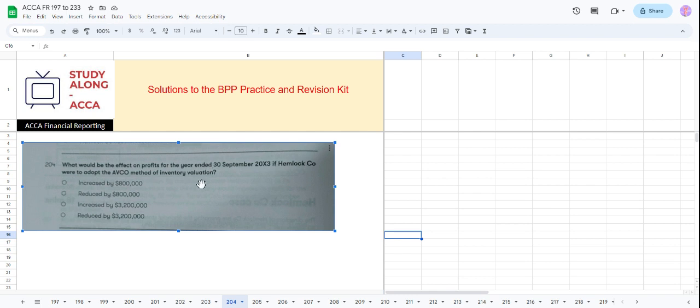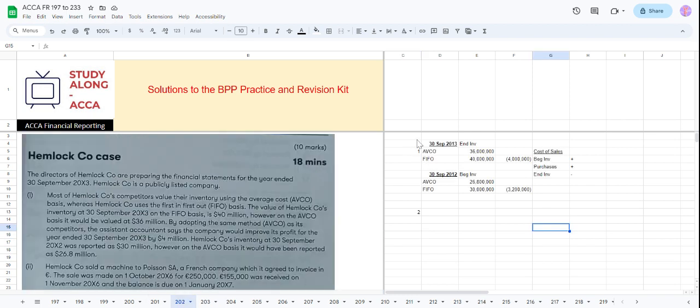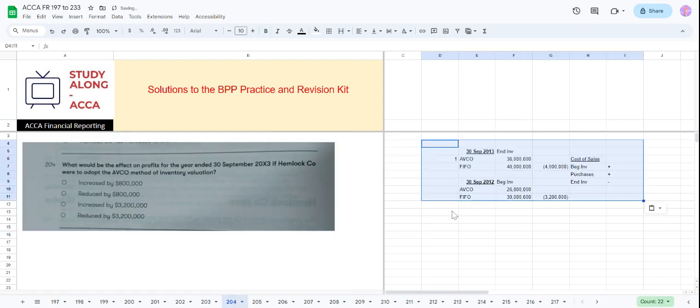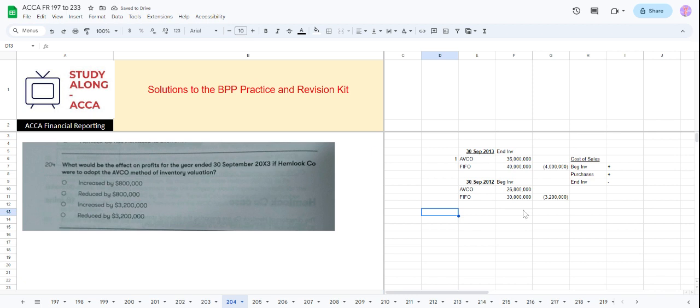Now that we have discussed the facts, let's do this 204. What I will do is copy this information from here and keep it here. What they are asking is: what would be the effect on profits for the year ended 30th September 13 of adopting the average cost method? So what is the effect of the change?